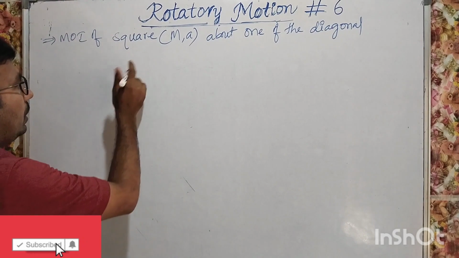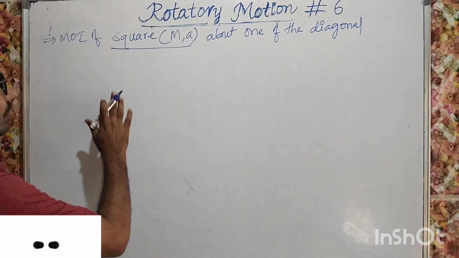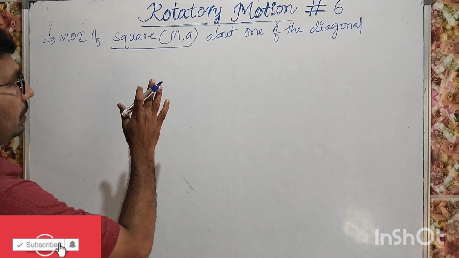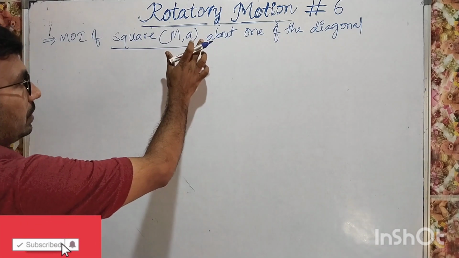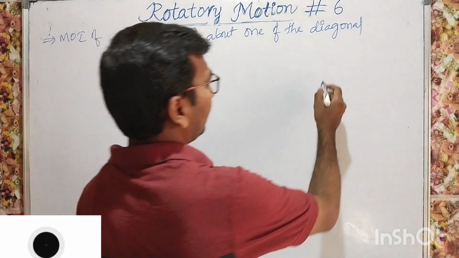Moment of inertia of a square lamina of mass m and side a about one of the diagonals. First you can draw the square.